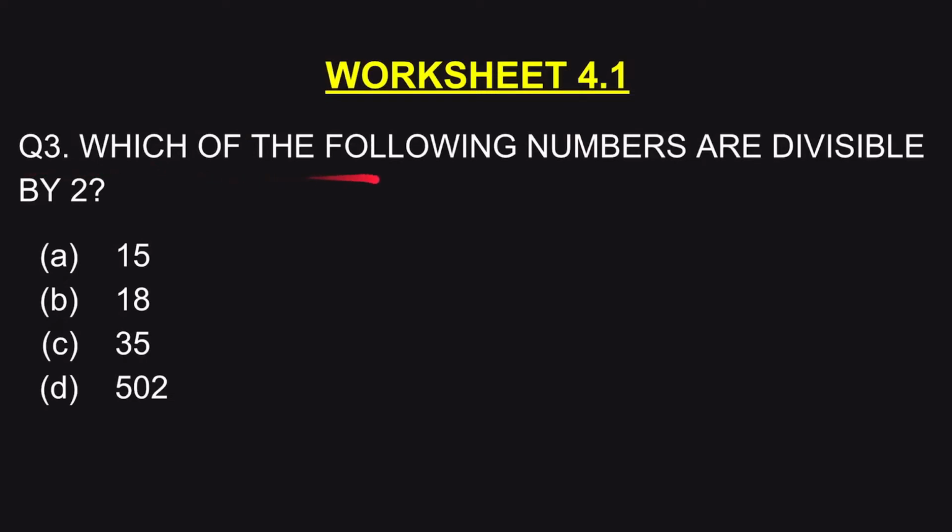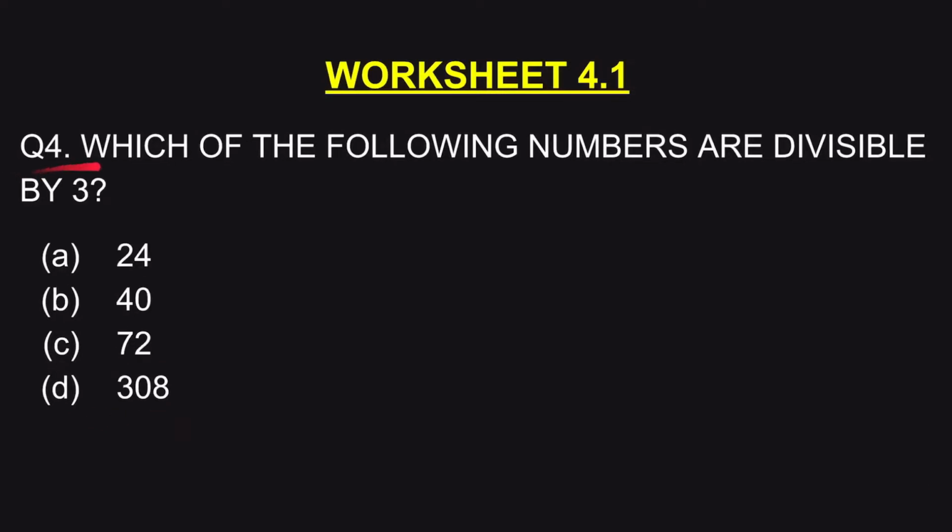Question 3. Which of the following numbers are divisible by 2? A 15, B 18, C 35, and D 502. Question 4. Which of the following numbers are divisible by 3? A 24, B 40, C 72, D 308.